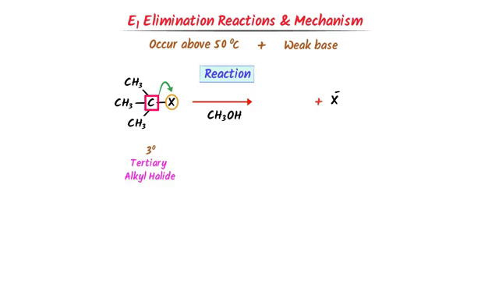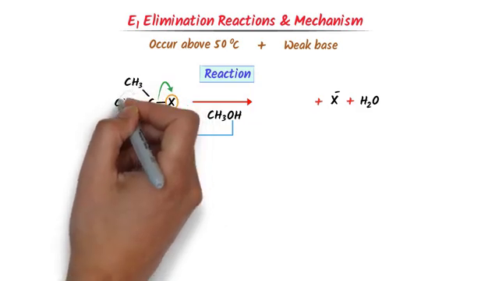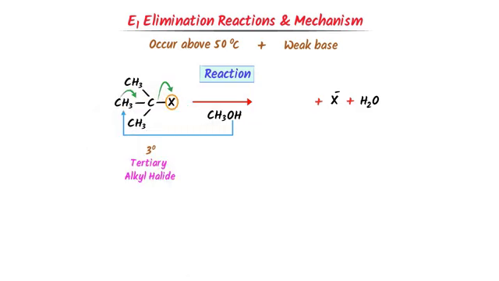Secondly, this is alpha carbon and this is beta carbon. We know that this nucleophile OH of the base will attack on this beta hydrogen. So this beta carbon will lose one hydrogen. We get H2O. Now the electrons of this beta carbon shift towards alpha carbon. We get this unsaturated compound. Thus we take tertiary alkyl halide, we add weak base like methanol to it and we convert it to unsaturated compound.